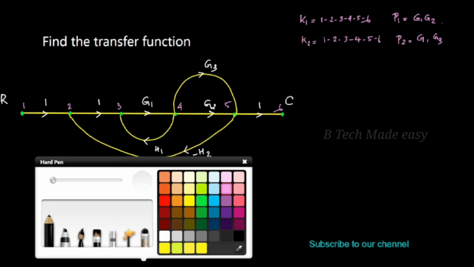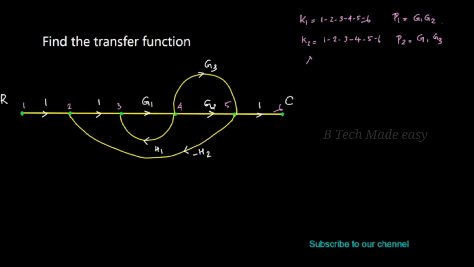Next we have to find the value of delta 1 and delta 2. From this figure, it is very clear that there are no non-touching loops between the two forward paths K1 and K2. So delta 1 equals 1 and delta 2 equals 1. Then we have to find the value of the loop gains.